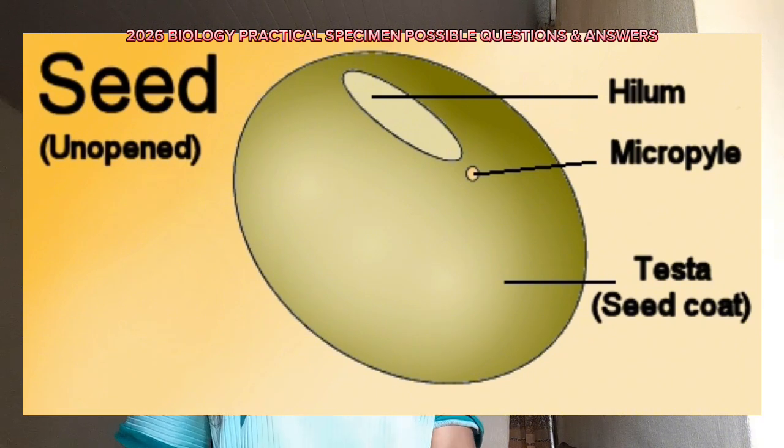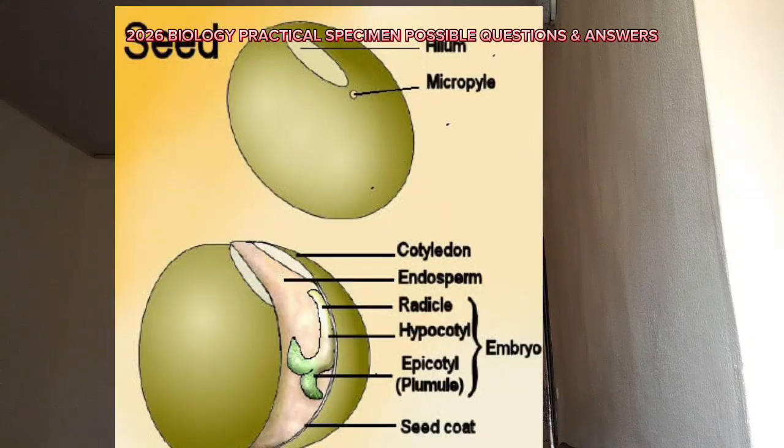So what does it do? The major function of the seed coat is just to cover the inner part of the seed, where you have the cotyledon, the plumule and the radicle. Another structure you can see as an external structure is the hilum. The hilum is just a scar that you see at the base of the seed.